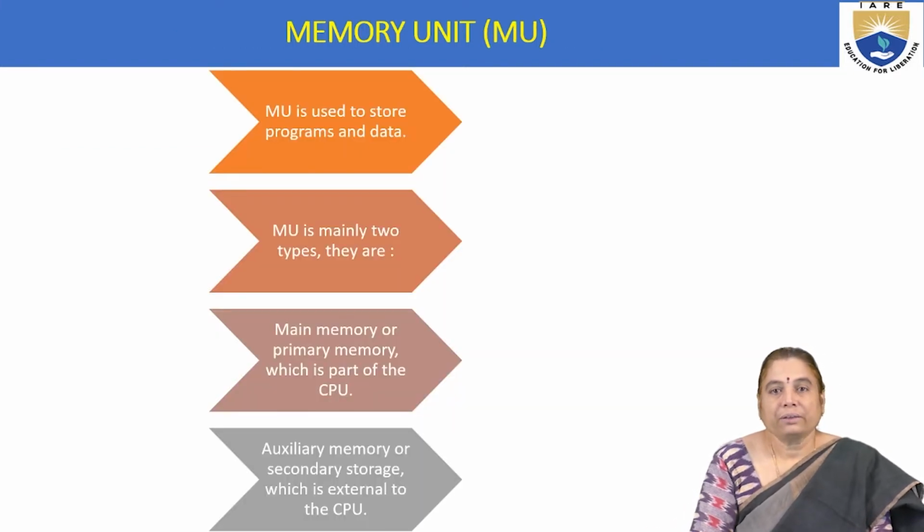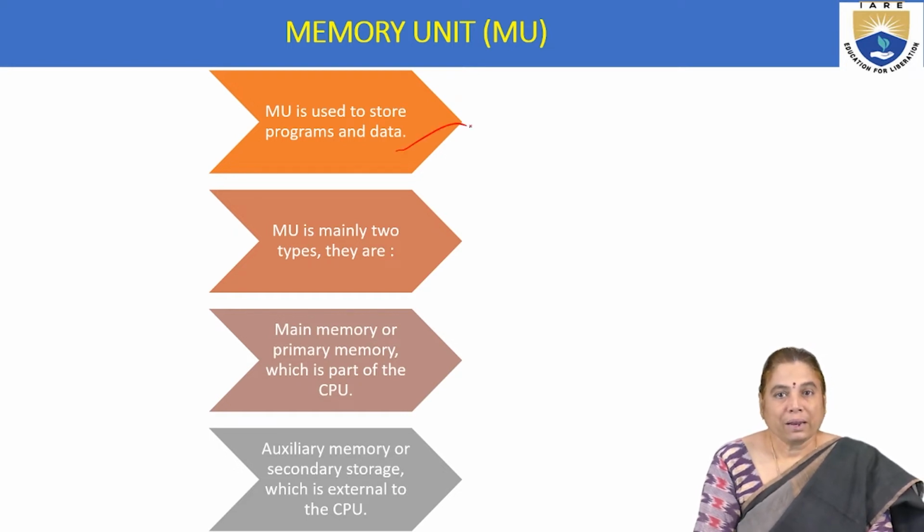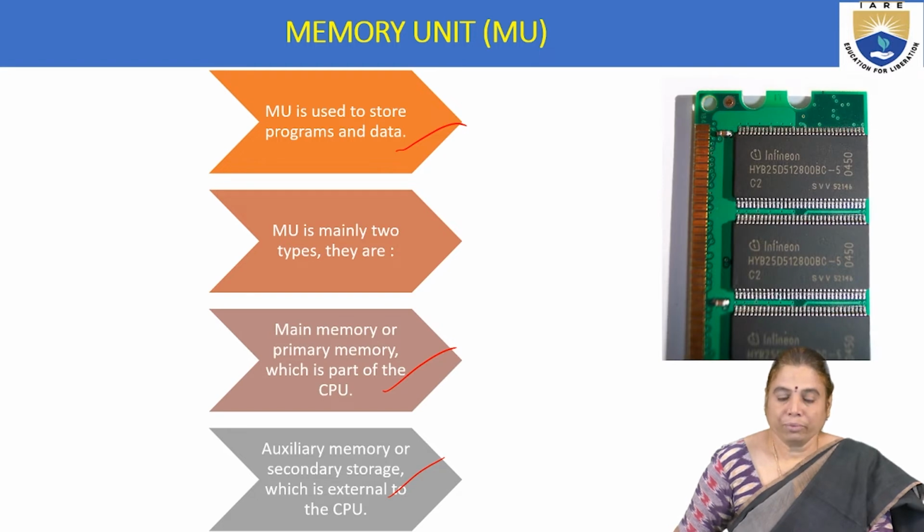Next subunit of the CPU is the memory unit. The memory unit is generally used for the storage of user programs and data. Majorly it is of two types, primary memory and secondary memory. The secondary memory is generally referred to as auxiliary memory. This is the layout of the memory unit.